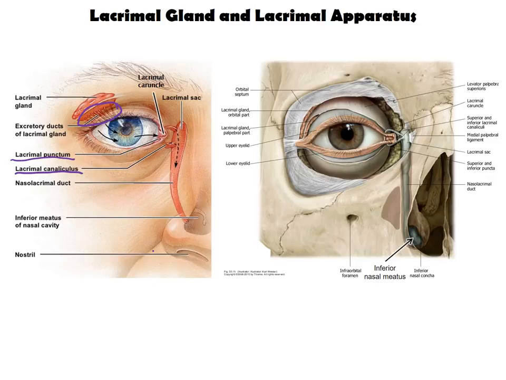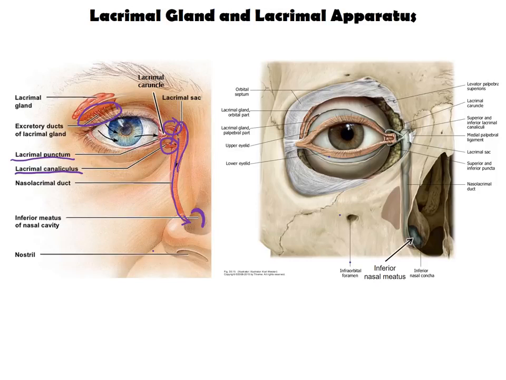Through capillary action, these lacrimal canaliculi convey the tears to the lacrimal sac, which is the superior dilation of the nasolacrimal duct. From here, tears are conveyed through the nasolacrimal duct into the nasal cavity and are emptied into the cavity at the inferior nasal meatus. The inferior nasal meatus is a concavity which is formed in part by the inferior nasal concha, which is a bony projection off of the lateral wall of the nasal cavity.